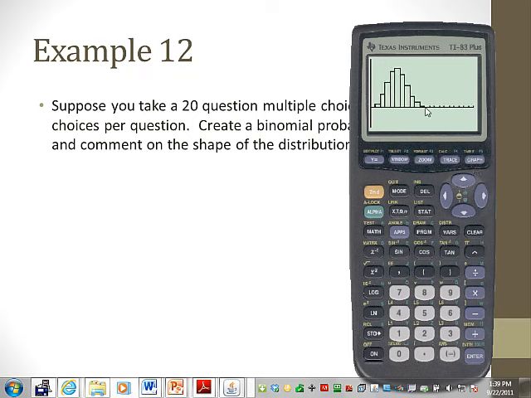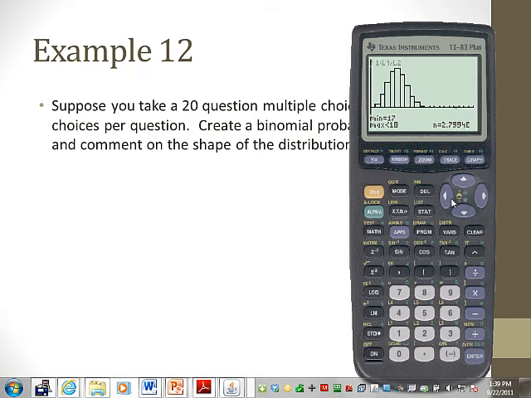If I trace, there's my 0 at 0.031, at 1 at 0.02, 0.06, 0.13, 0.18, and there's our peak at 5. And then we come back down. Once we get past 11, you can't really see anything down there. There are values down there, but they're so tiny, they don't even register on the calculator. If you did this on a computer, you may be able to register some of these, but not all of them.